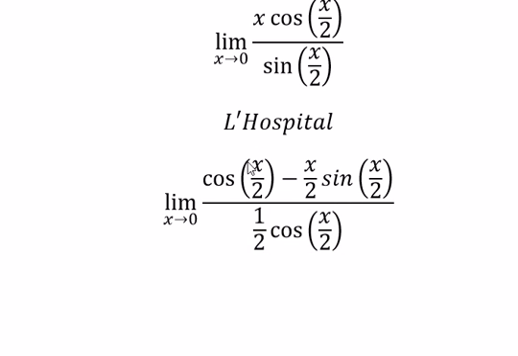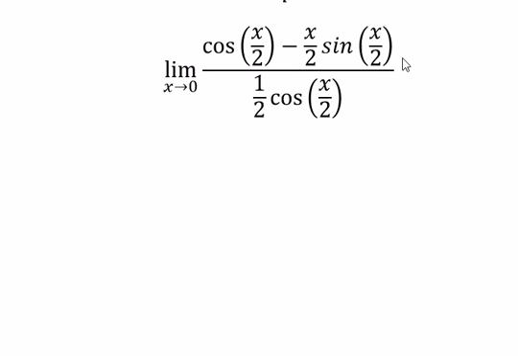So we put number 0 in here, and you will get 1 over 2, and you get number 2.